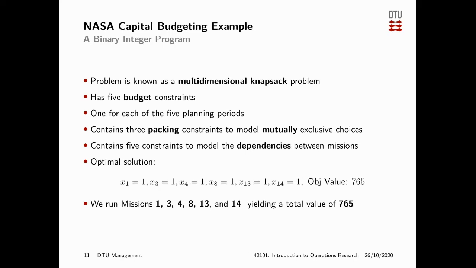In this case, we have 5 knapsacks. Pretty much, we have 5 budget constraints, one for each of the planning periods. We have 3 packing constraints, as I said, to model the incompatibilities, and we have 5 other constraints to model the dependencies between missions. If you solve this problem, you will find that the optimal solution has a value of 765, and that we run missions 1, 3, 4, 8, 13, and 14.